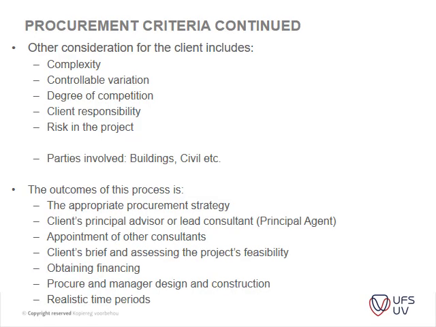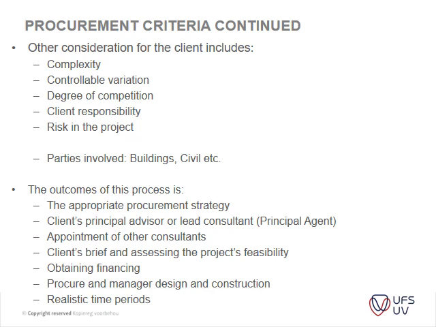Okay, then looking at procurement criteria on page 23, continuing with that, other considerations for the client include the complexity of the project, the controllability of variations, degree of competition, client responsibility, risk on the project, and then remember there's different types of construction projects. You have buildings, and you have civil, may have only mechanical, you may have refurbishment, etc.